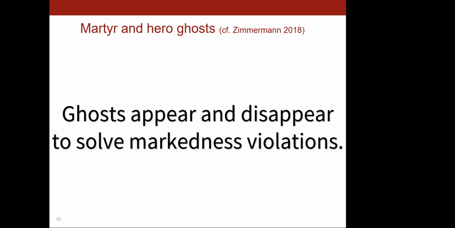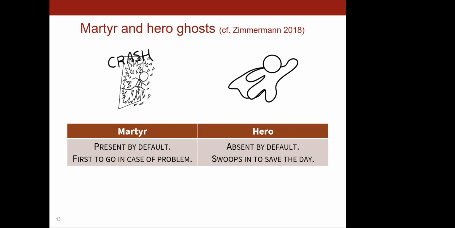The first type of ghost I like to call a martyr ghost. Martyr ghosts are present in the input by default, but in case of a problem, they are the first ones to delete. They sacrifice themselves for the sake of the word. The opposite type of ghost is called a hero ghost. A hero ghost is a ghost element that is absent by default, but swoops in to save the day in case of a problem. So if there's no problem, you don't need the hero ghost around.